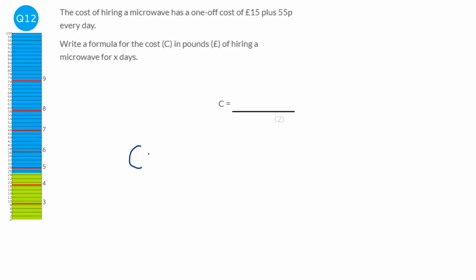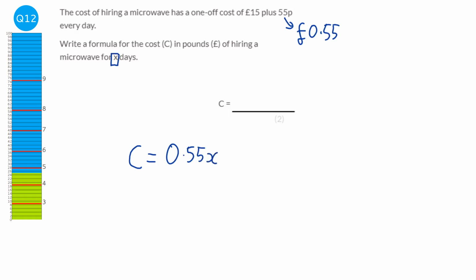So the cost is C, so it's going to be C equals, and it says it's going to be 55 pence a day. Now it wants the answer in pounds, so we need to convert this 55 pence into pounds. So that's going to be 0.55, and it's going to be 0.55 times the amount of days. Well, it says the amount of days is X. So it's going to be 0.55x.